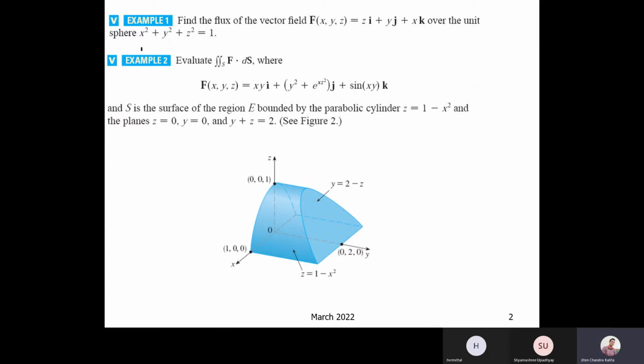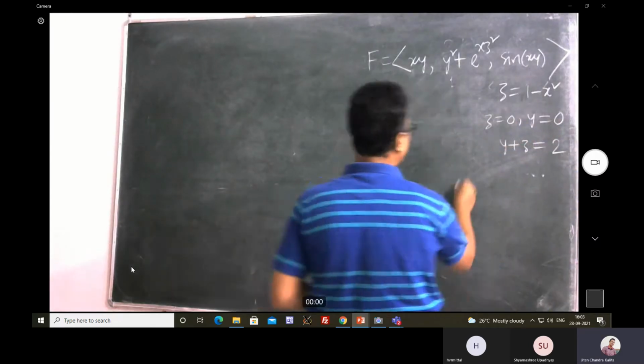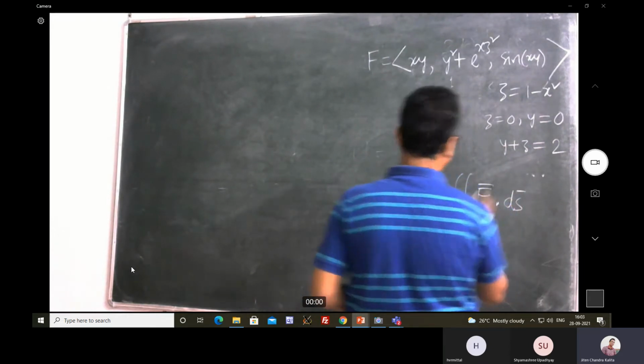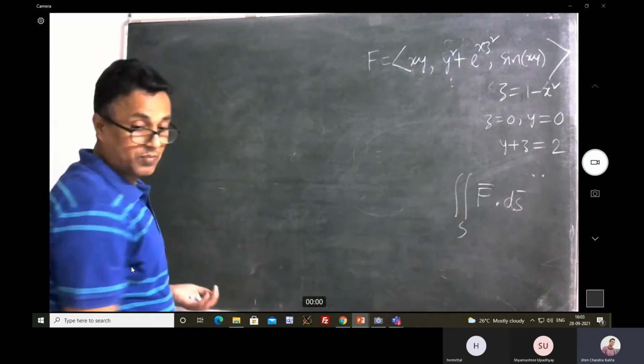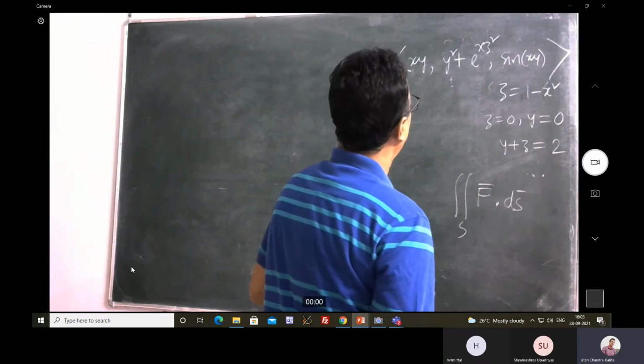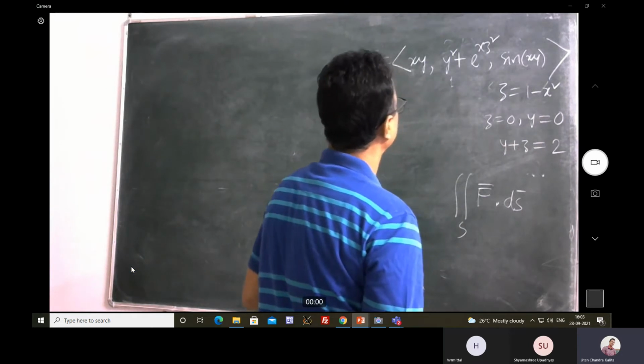and F is given by xy, y squared plus e to the power x z squared, and sine of xy. Okay, fine. So basically, you have to find out the flux, and again, you know that I'm going to use the divergence theorem. But before that, let me try to draw the figure.